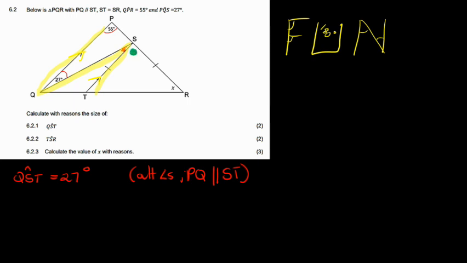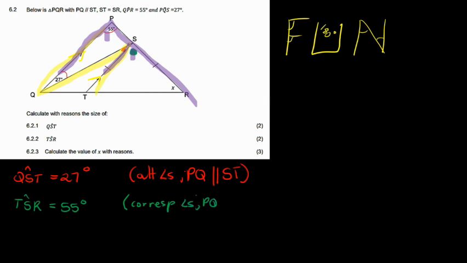Then they're asking us to work out now this angle, and this angle is TSR. Angle TSR is equal to 55 degrees. How do you think I got to that point? It's because I can see F. Those are corresponding, so I can go ahead and write the corresponding angles. Therefore, because of corresponding angles. But why? Because PQ is parallel to ST.